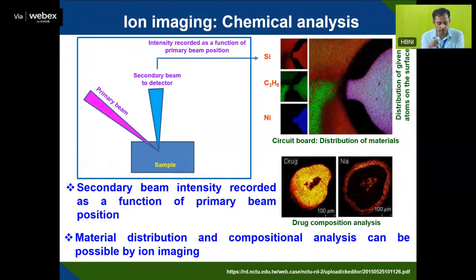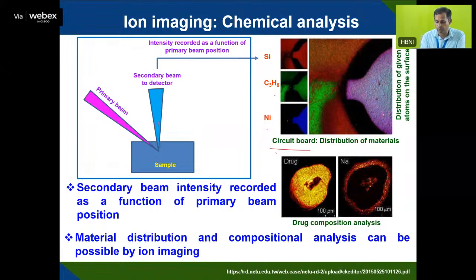You can see the composition structure: a primary beam falls here and the secondary beam comes out, and the secondary beam intensity is recorded as a function of primary beam position. If you record it, you can see silicon, C3H6, or nickel. So you can see the silicon mapping, the carbon mapping, and all of this mapping is possible. Then you combine all these distributions.